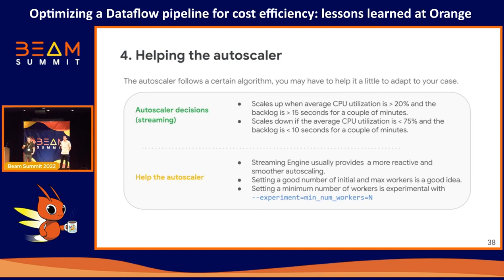At least for the moment, you cannot adjust these thresholds, but you can try to tune some parameters to guide this autoscaler. The first thing you can try is to activate the Streaming Engine, which usually provides a more reactive and smoother autoscaling. You can also set the initial number of workers, the maximum number of workers, and there is a new but still experimental parameter to set the minimum number of workers. It can sometimes be useful to avoid downscaling to too low a number of workers, as your latency will increase quickly. Then the autoscaler will have to scale up to a very high number of workers to catch the latency up. This is a little bit suboptimal and sometimes a really costly operation.